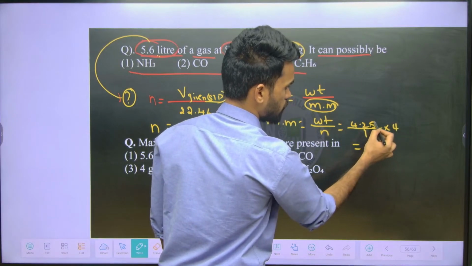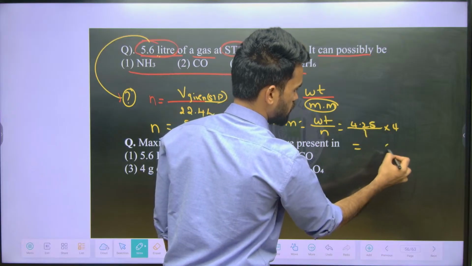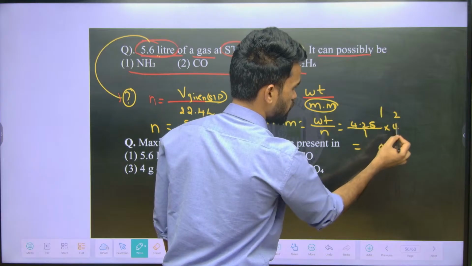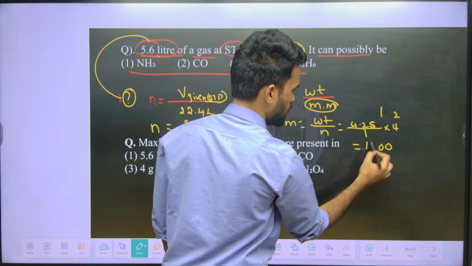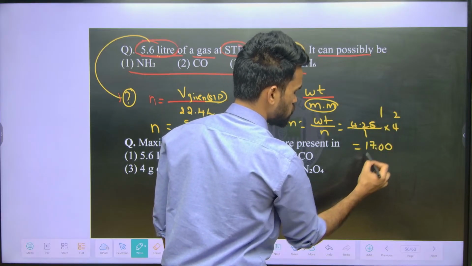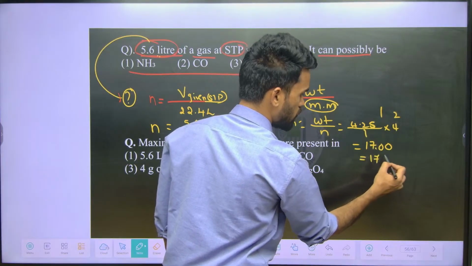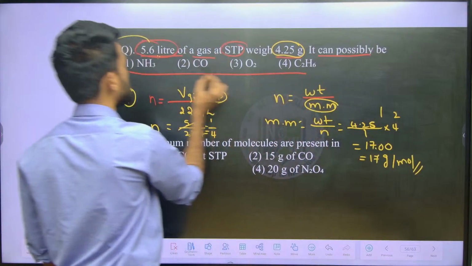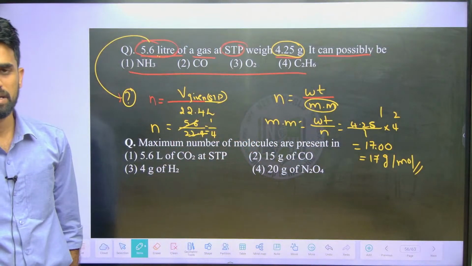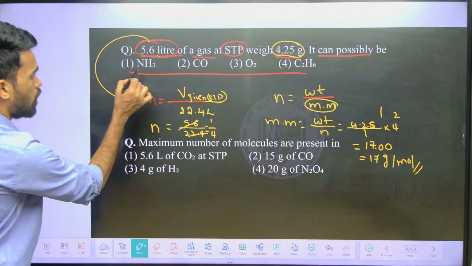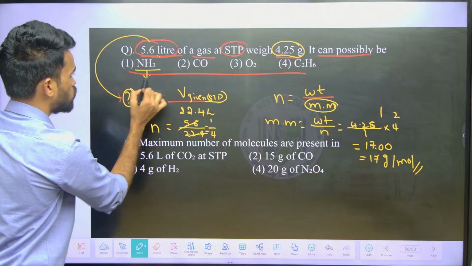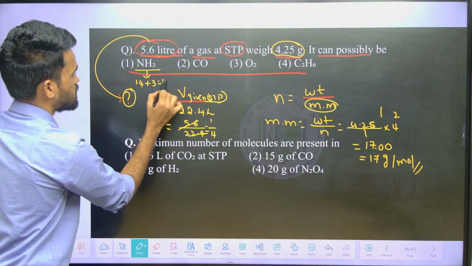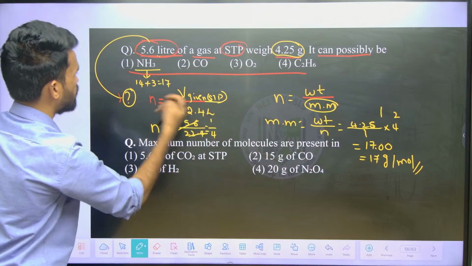5 4s are 20, carry 2; 4 4s are 16, plus 1 is 17. Okay, 2 decimals here. So how many grams did we get? Molar mass is 17 gram per mole. So which of these gases has a molar mass of 17? For ammonia, nitrogen is 14 and there are 3 hydrogens, so it is 17. So our answer will definitely be the first option.